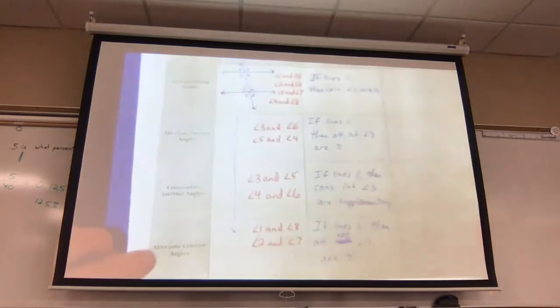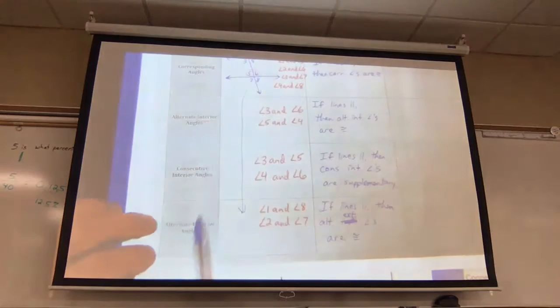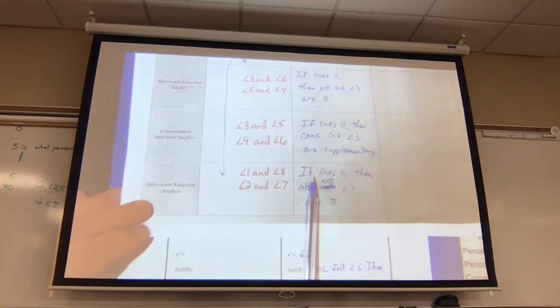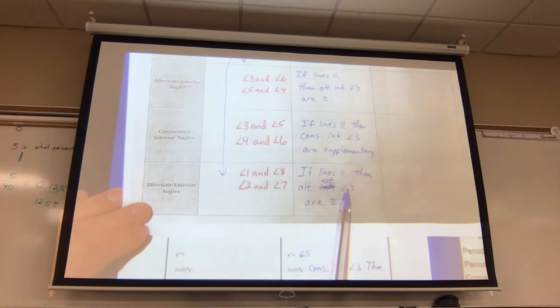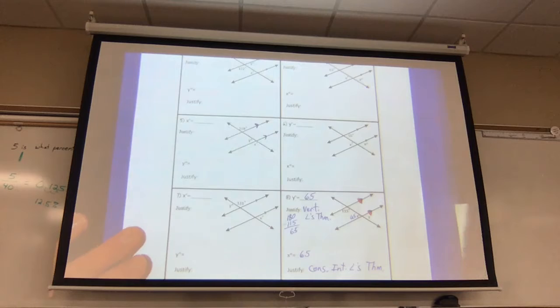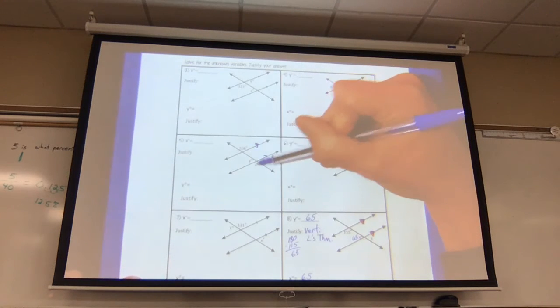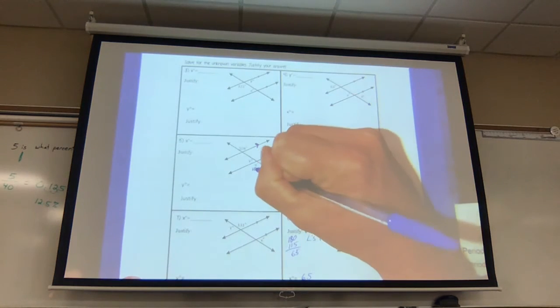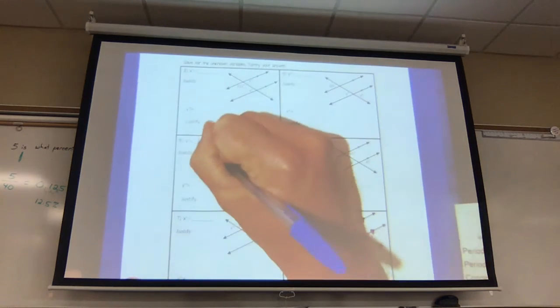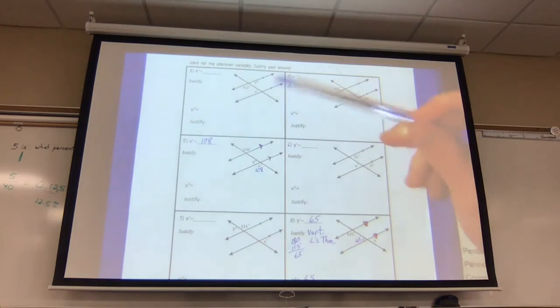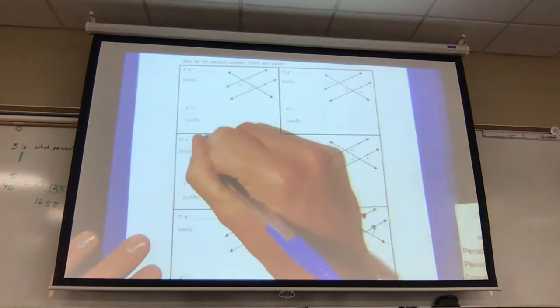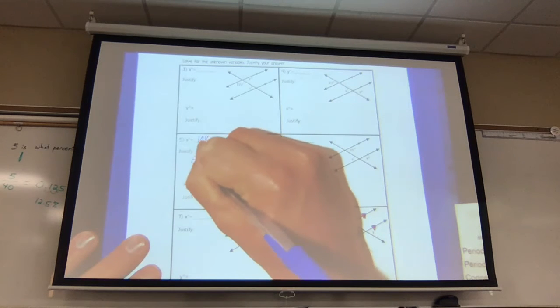If you go to your little theorem sheet, alternate exterior angles is at the bottom. And our theorem says if the lines are parallel, your alternate exterior angles are congruent to each other. So the lines are parallel, which makes these alternate exterior angles congruent. X is going to be 108. And since we used alternate exterior angles here, this is the alternate exterior angles theorem.